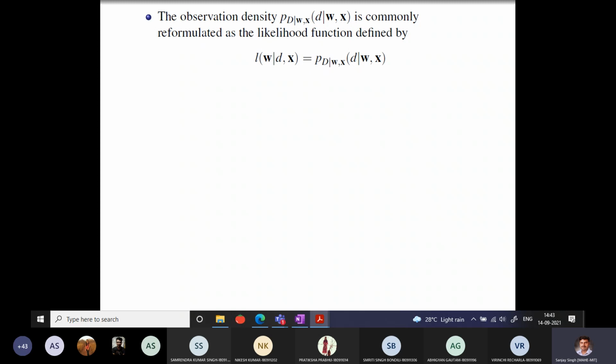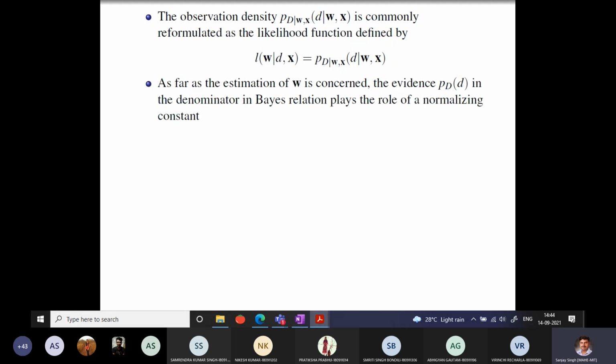Also, in the likelihood function, we want to find the probability of the parameter with the fixed observation, that is X, or the data values. So the observation density is commonly reformulated as a likelihood function. We are writing P(D | W, X) as L(W | D, X). As I said, the likelihood function we write in terms of parameters, assuming that X is fixed, that is, the data is fixed. We have already seen this.